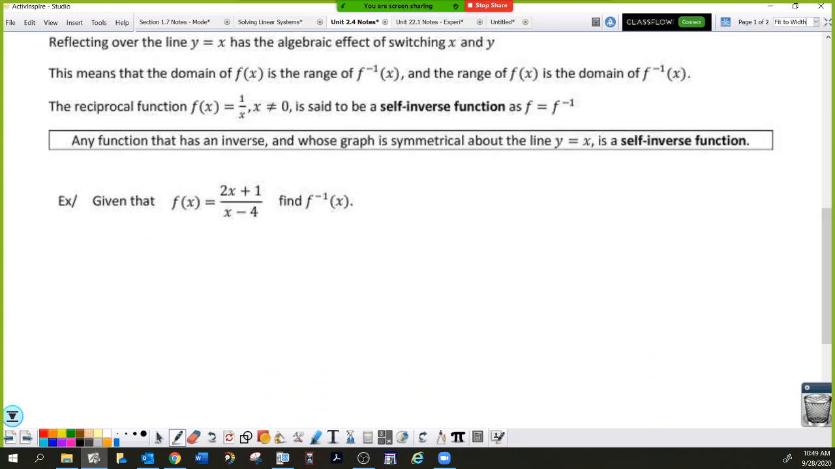So geometrically, that's what happens when you reflect over the line y equals x. You switch x and y. Really, really important factor here, guys. Please don't overthink this or underthink this.